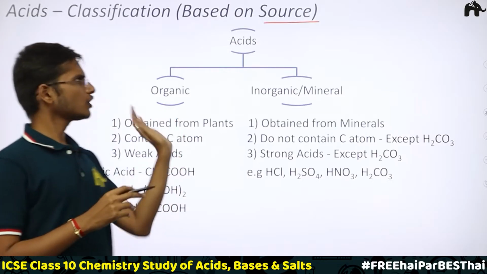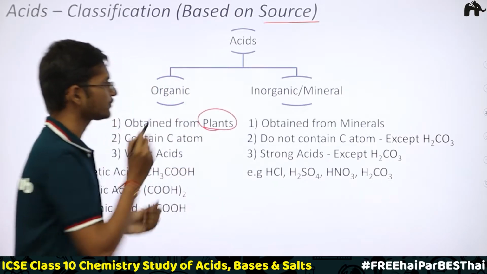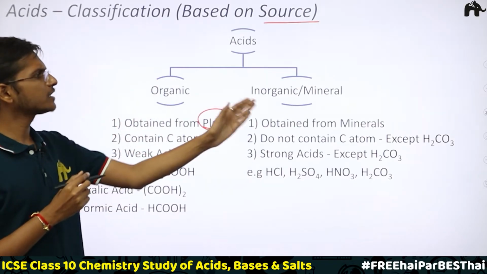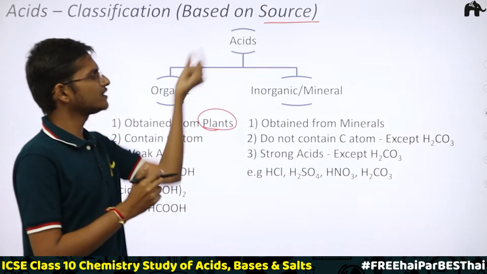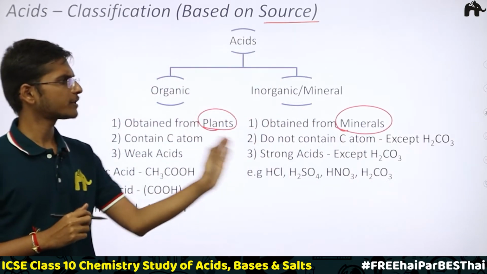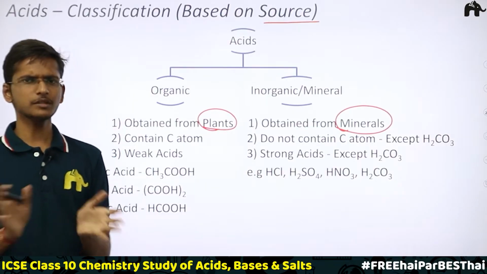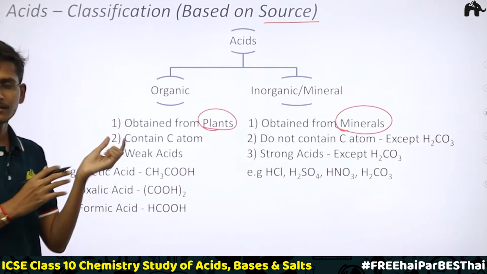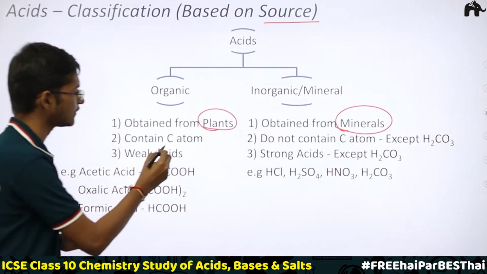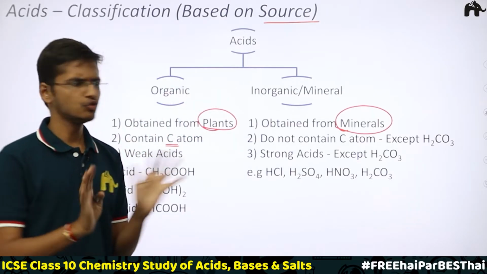Now what are organic acids? Such acids which are obtained from plants are organic acids. What are mineral or inorganic acids? These are the acids which are obtained from minerals. Very simple. Now organic acids have an important characteristic: they have a carbon atom in them, while inorganic or mineral acids do not have a carbon atom.